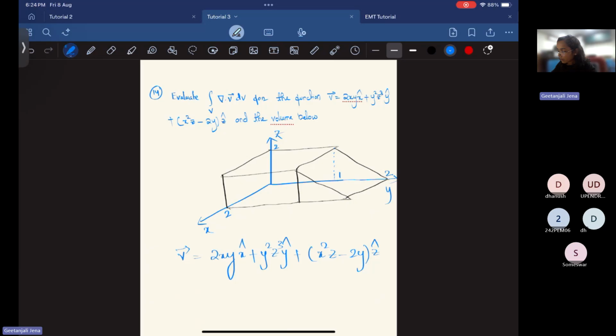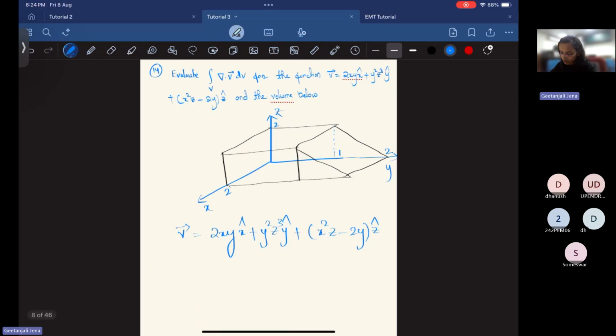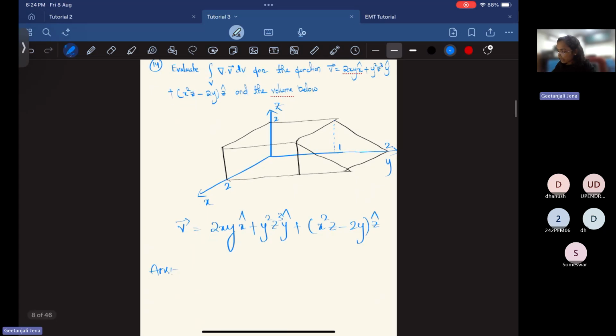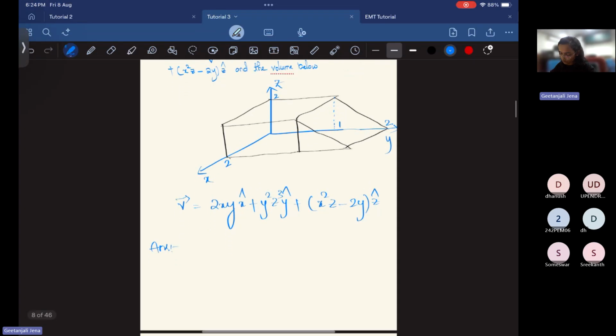So this will take a few minutes. Instead of telling you to solve, let me solve it. So what you can do for this? You can see it has a triangular part as well as a rectangular part also. So you can divide the whole volume into two parts. One is a cube, so two volumes.